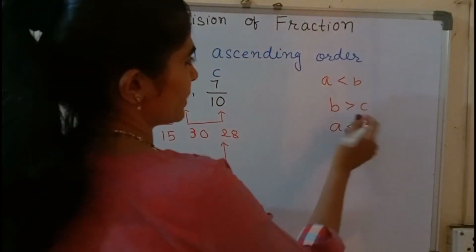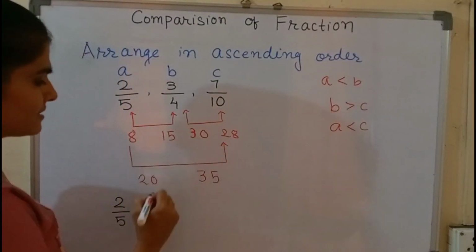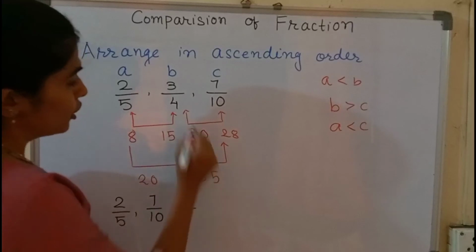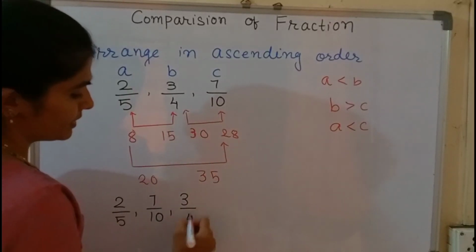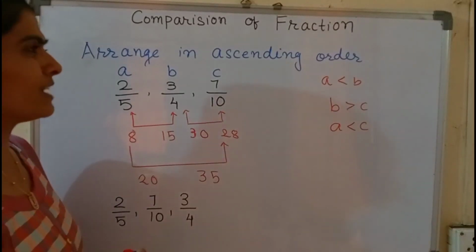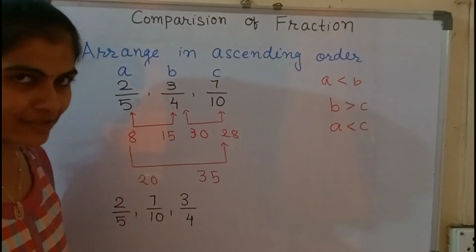Now A is the least one. Now I have B and C. B is greater than C, so I can say C is less than B. So 7/10 would be the second one, and the third one would be 3/4. This is the answer. This is the least one, and this one is the greatest one. So you can also do ascending order. In a similar way, you can go with descending order as well.